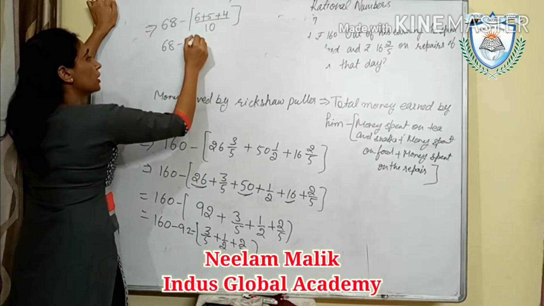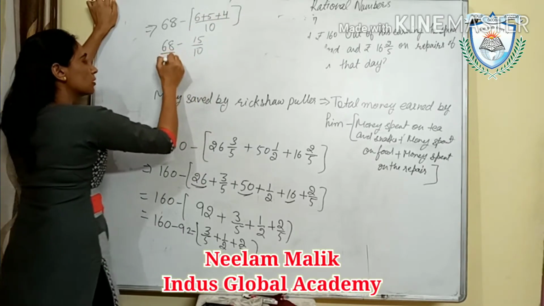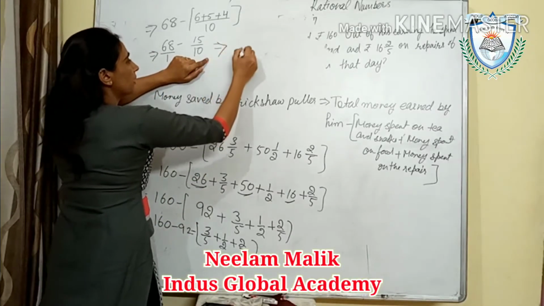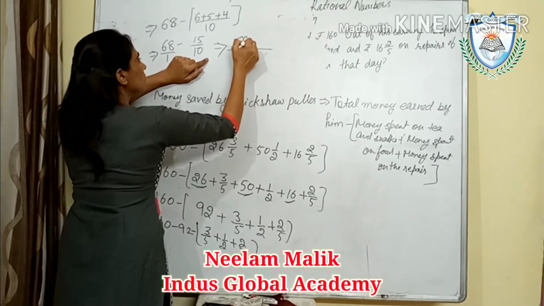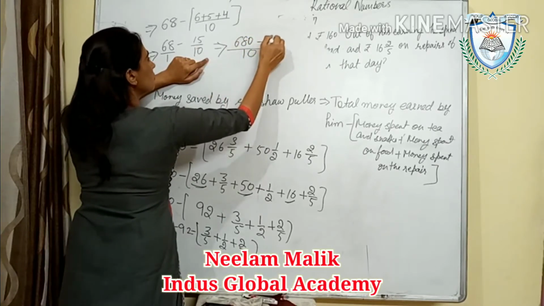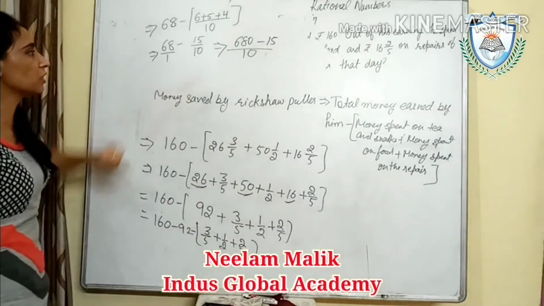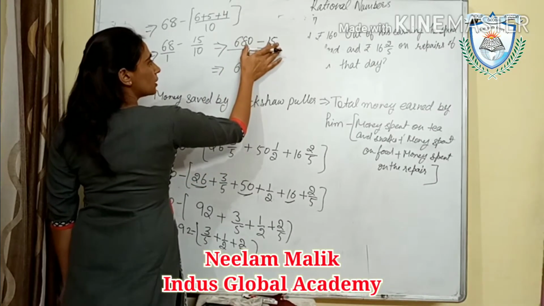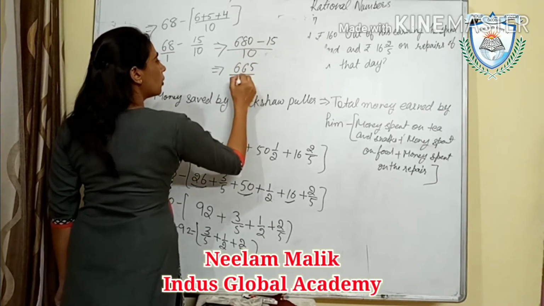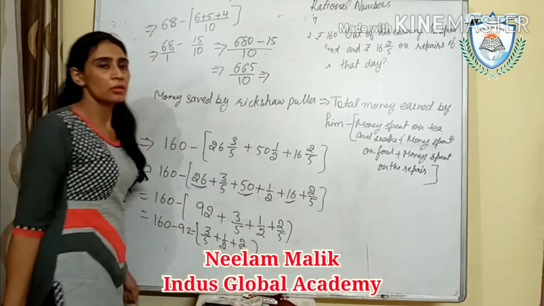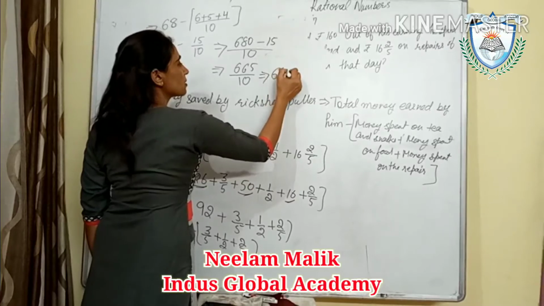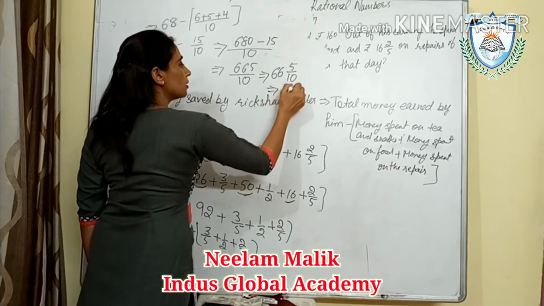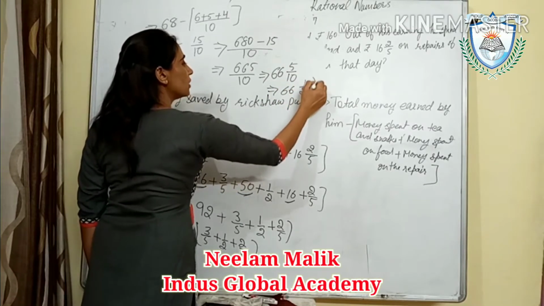This is 10 15 upon 10. Okay, now we have to solve these two. How? By taking the LCM. LCM will be this, 680 minus 15 minus 15. Okay, so subtract this. Here will be 6, here will be 65 upon 10. Yes, we can write this as 66 5 upon 10, or you can say 66 1 upon 2. This is our answer.